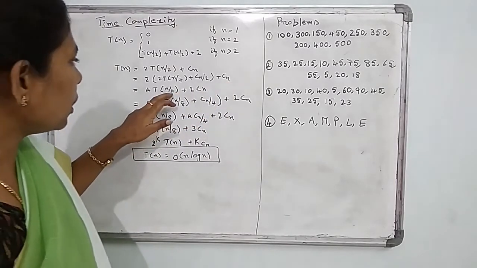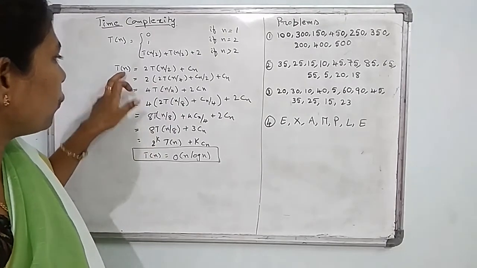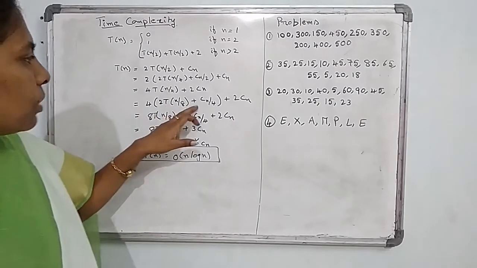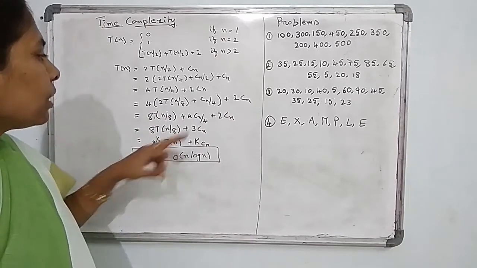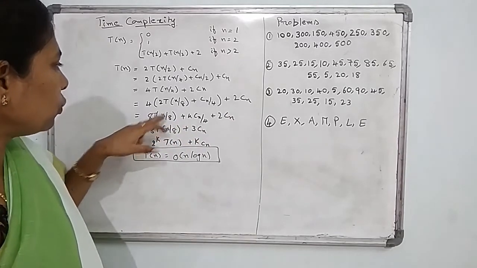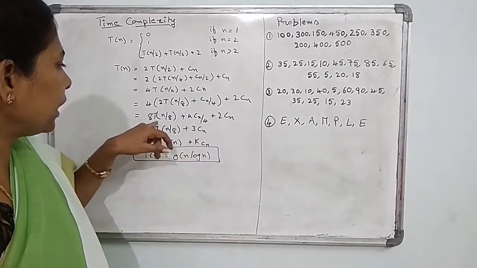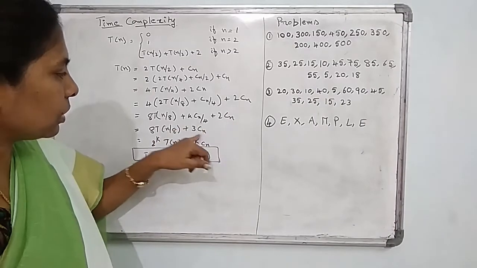Again, this is T(n/4). Again you can apply it, with n replaced by n/4. So this becomes 2 times 2 T(n/8) plus cn/4 plus 2cn. Multiplying again, 8 times T(n/8) plus 4cn/4 plus 2cn. So 8 times T(n/8) plus cn plus 2cn, which is 3cn.